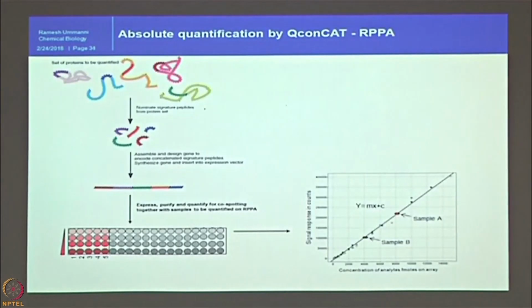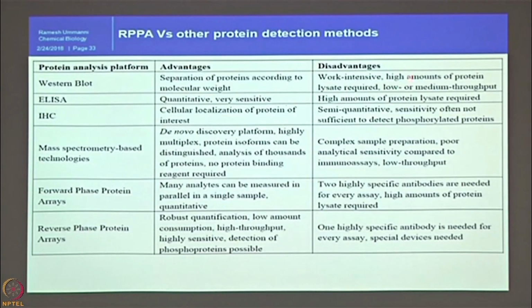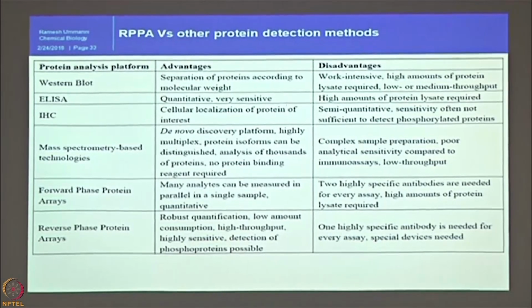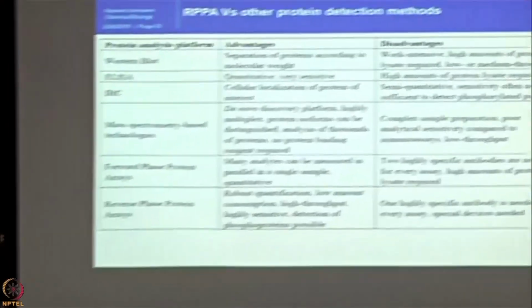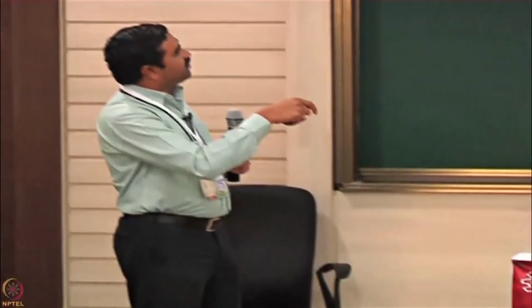The disadvantage is that it is very work intensive, a high amount of protein is required, and it is very low throughput. Maximum you can do medium throughput, which is not sufficient to analyze thousands of samples. And ELISA is quantitative and very sensitive, but it requires a high amount of lysate.